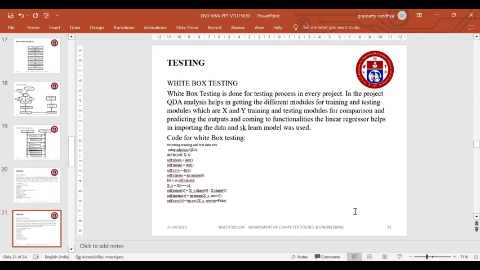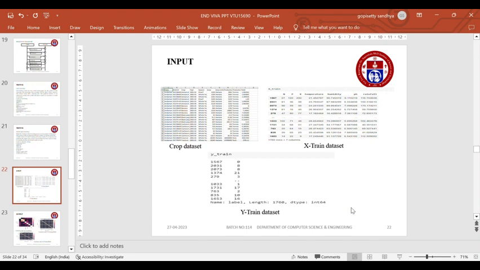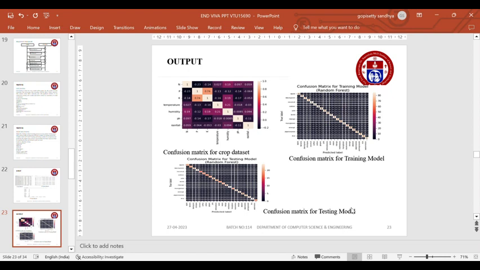And this is the white box testing. Here I am using these models for different training and testing, and showing the outputs that come from the functionalities, importing the data, and SQL and model are used. And the coding I also mentioned. Here the screenshots are available of what I got. This is the X training data, and Y training data set, and these are the outputs using the confusion matrix.